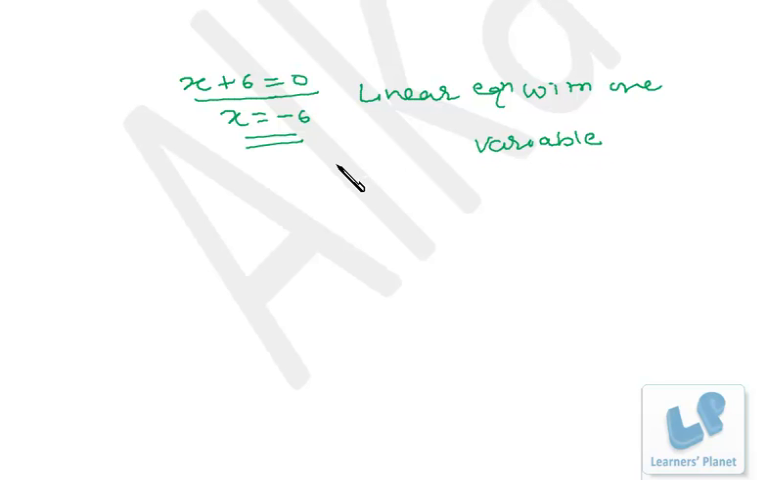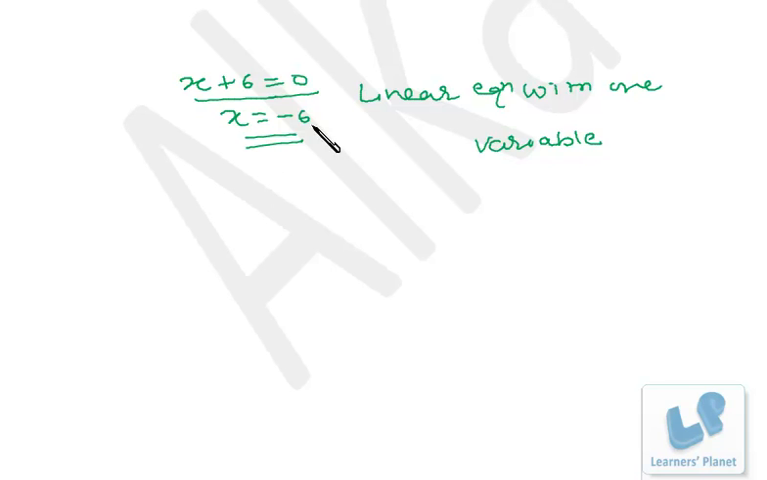Now why do we call it a linear equation? Here the variable is having the power as 1, right? That's x raised to 1, right? So the variable is having the power as 1, that's why it is a linear equation. If the variable is having the power as 2, then it will be a quadratic equation. Okay, so since over here the variable is having the power as 1, we call it a linear equation.